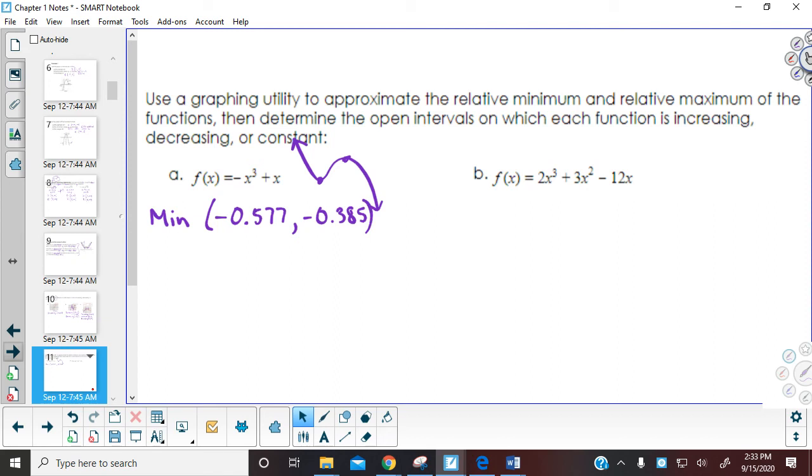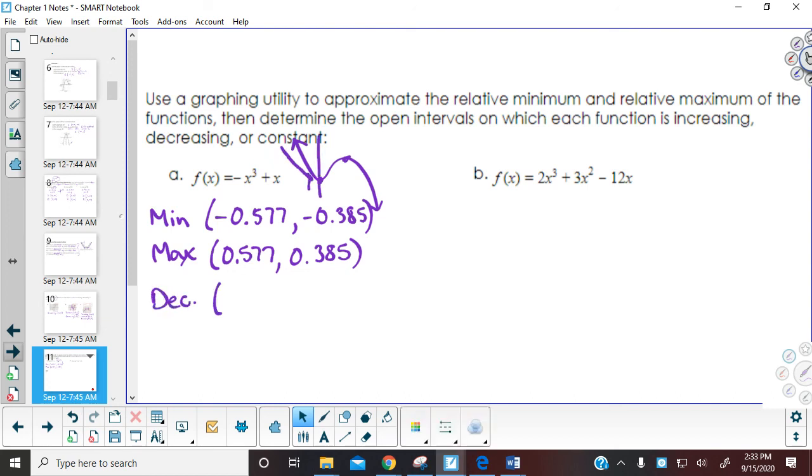Again, you're going to do that either on Desmos or using your graphing calculator. Your max, actually, yeah, your max, we'll talk through that first before we talk about increasing and decreasing, is going to be 0.577. Again, these are rounded values, 0.385. So then as you're looking at this, again, what we're going to be looking at is as you read left to right, okay, it's decreasing up until that point. So the decrease is going to be negative infinity until that minimum point. And that minimum value, again, we're talking x values, that minimum value is negative 0.577.